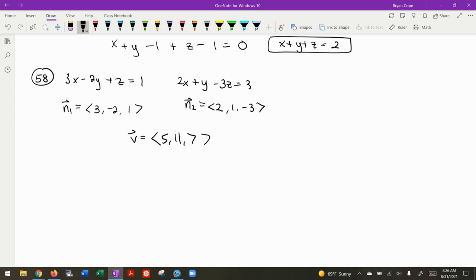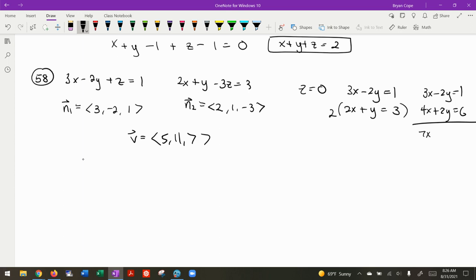Now we're going to try and find a point on the line, which means a point that's on both of the planes. I'm going to do that technique of letting z equals 0, giving me 3x minus 2y equals 1, and 2x plus y equals 3. Multiply the second equation by 2, so 3x minus 2y equals 1, and 4x plus 2y equals 6. Adding down gives us 7x equals 7, or x equals 1. So if x equals 1, we've got negative 2y equals 1 minus 3, which is negative 2, so y equals 1. So the point would be 1, 1, 0.